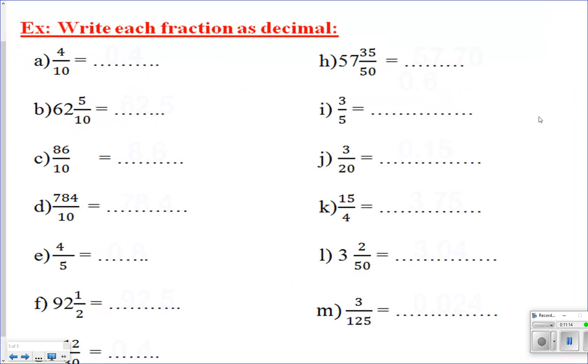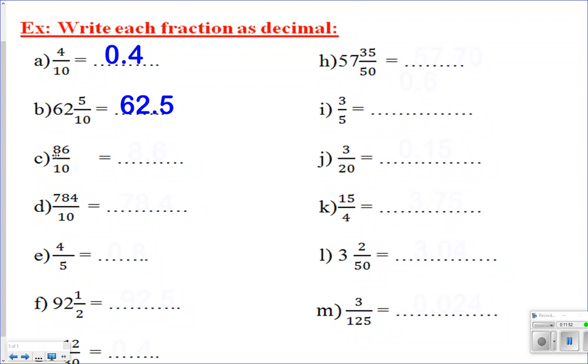Here the question is: write each of the following as a decimal. We have some fractions. The first one is 4 over 10. The denominator here is 10. Okay, if the denominator is 10, it's easy. 4 over 10 meaning 4 tenths, so I'll write 4 in the place value of tenths, it would be 0.4. Here I have 62 as a whole part and 5 over 10. So I write 62 in the whole part. 5 over 10 meaning 5 tenths, so I write 5 here.